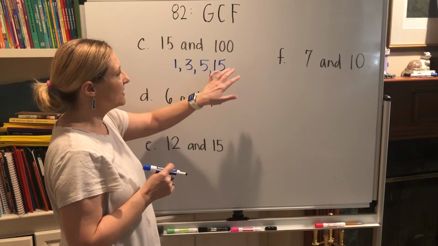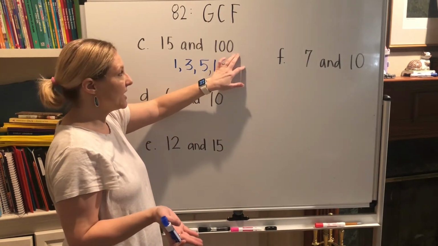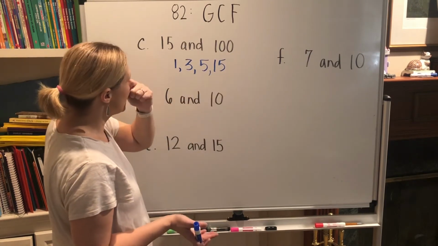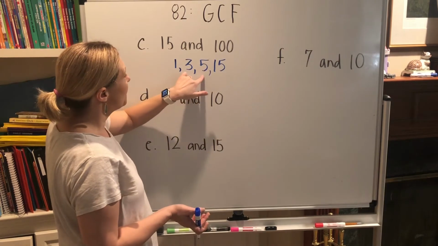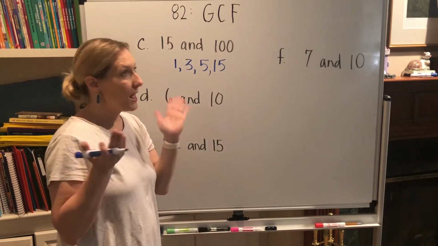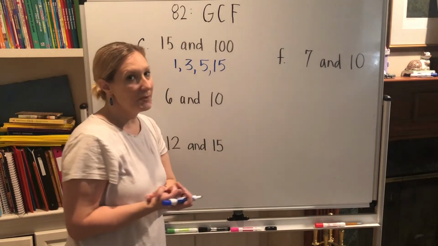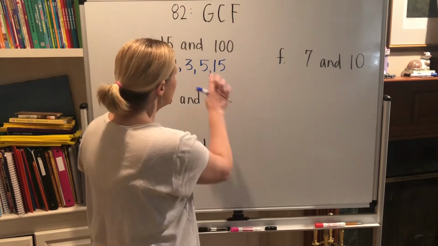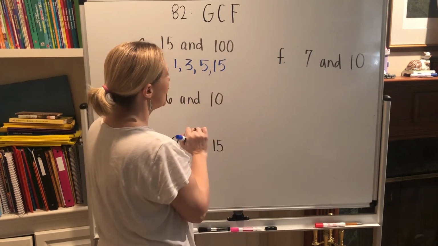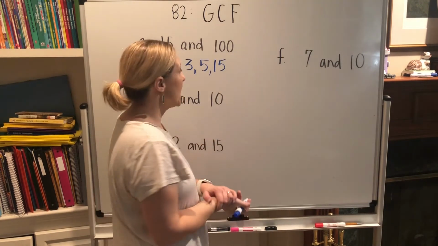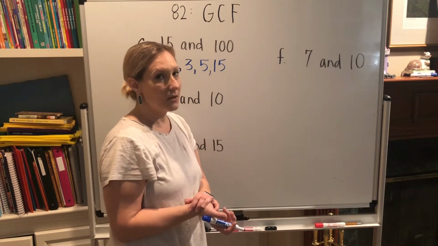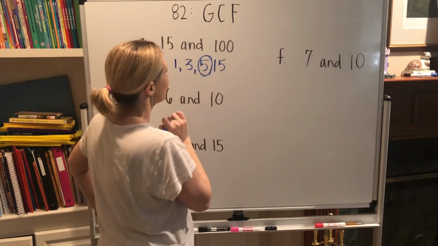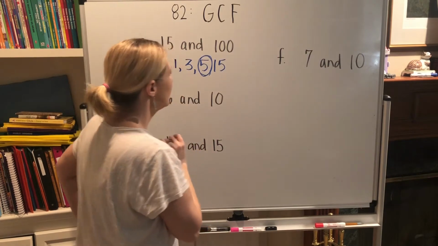Well, does 15 times something equal 100 evenly? No, it doesn't, and we don't know a times table that does. Does 5 go into 100 evenly? Well, we know it has to, because 5 goes into any number evenly that ends in a 5 or a 0. How many times does 5 go into 100? 20 times, because we know that 20 nickels equals $1. So 5 is going to be my greatest common factor between 15 and 100.